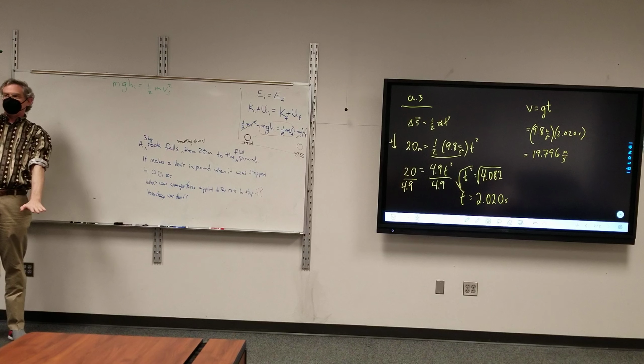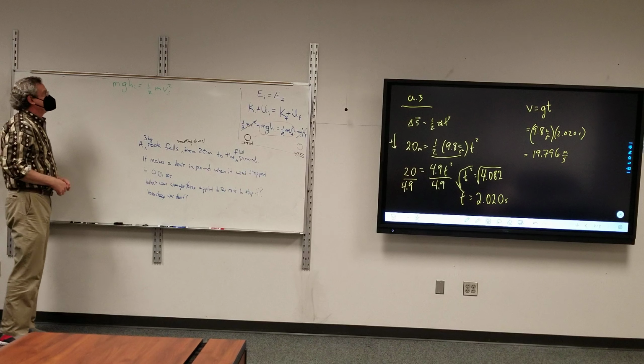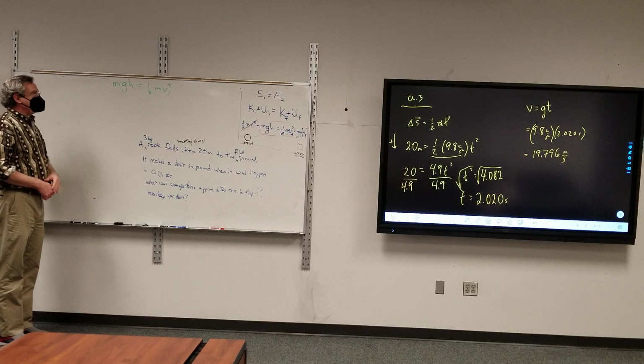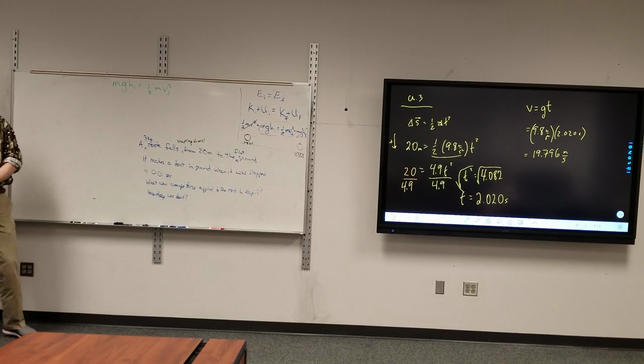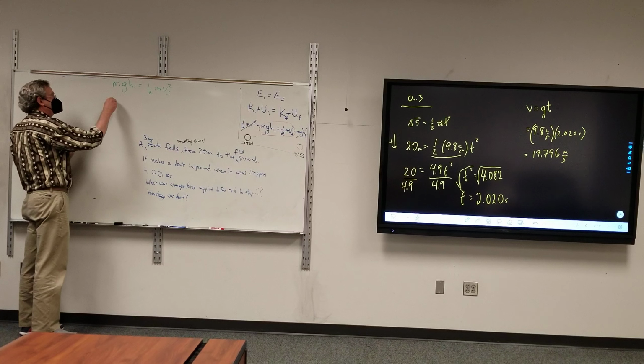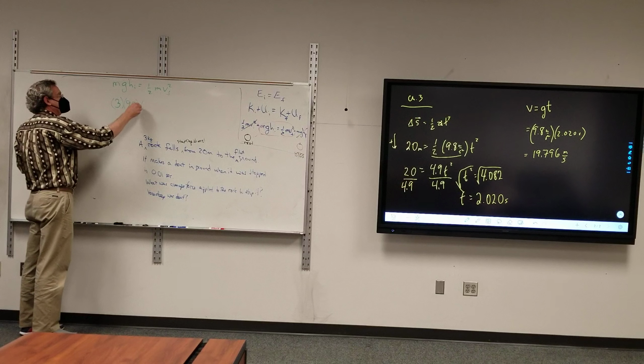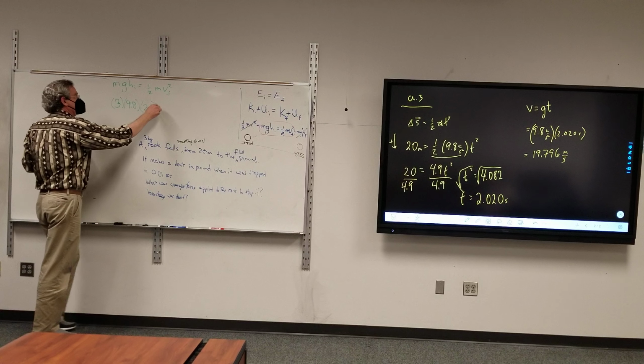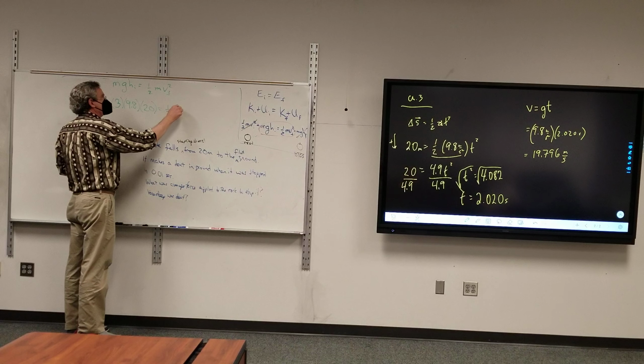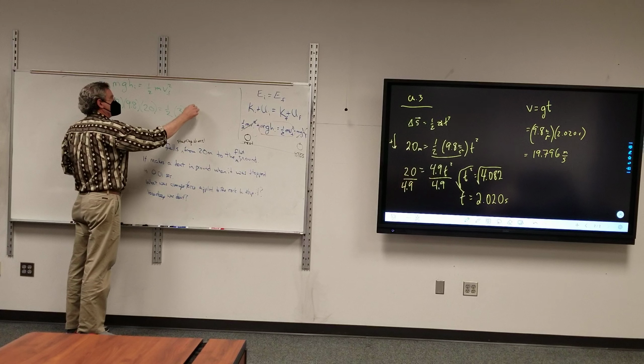Basically swap. So we're trying to find how fast it's going. What do? We could just start plugging in the numbers. Okay. 3 times 9.8 times 20 equals 1/2 times 3 VF squared.